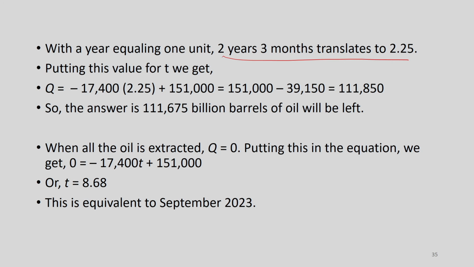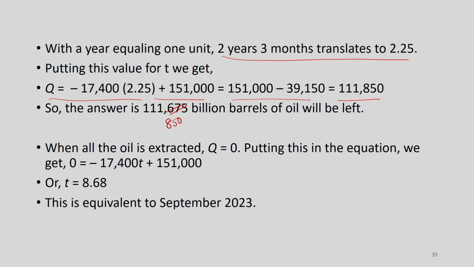So, we have to put T is equal to 2.25 in the equation that is given to us, and if we do so, then after that we have to simplify it, and it turns out to be this much, which is 111,850. Sorry, this should be 850. 111,850 billion barrels of oil will be left.